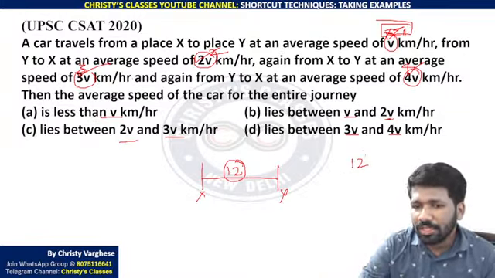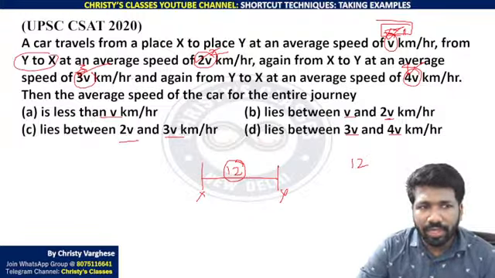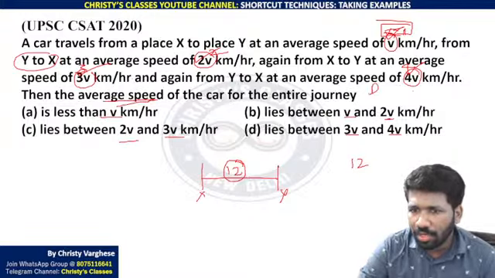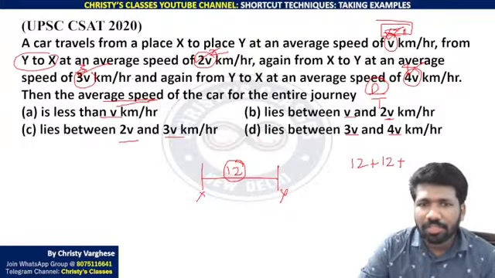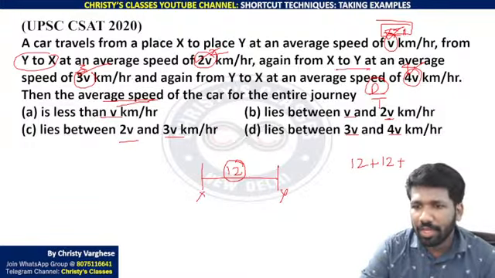So the total distance is 12 from x to y, then y to x. We are going to find the average speed, so you need to do total distance by total time. Total distance is x to y distance 12, then y to x distance 12, then x to y again 12. The question says x to y again 12, then y to x again 12.